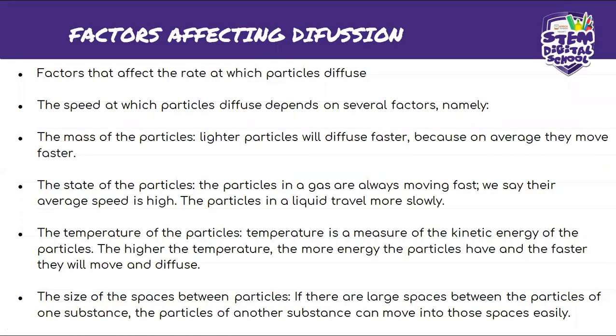Now, factors that affect the rate at which particles diffuse. One, the speed at which particles diffuse depends on several factors, namely the mass of the particle. Lighter particles will diffuse faster because on average they move faster. Two, the state of the particles.